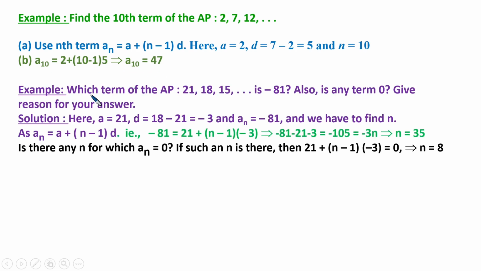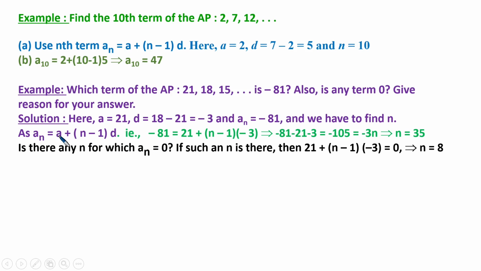Another example: which term of the AP 21, 18, 15 is minus 81? It is reducing by 3: 21 minus 3 is 18, 18 minus 3 is 15. Also, is any term 0? This is a question. Give reason for your answer. Again here you take a equal to 21, the first term. Difference is minus 3. So a_n is equal to minus 81, and I use this formula.